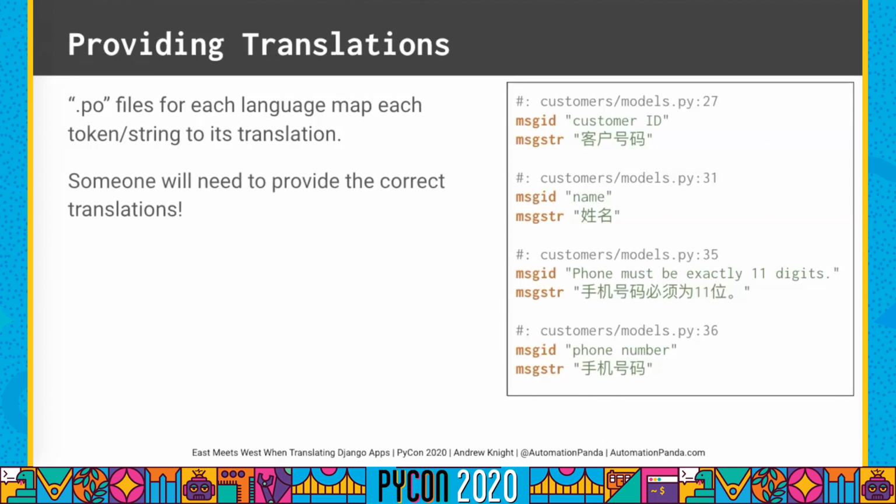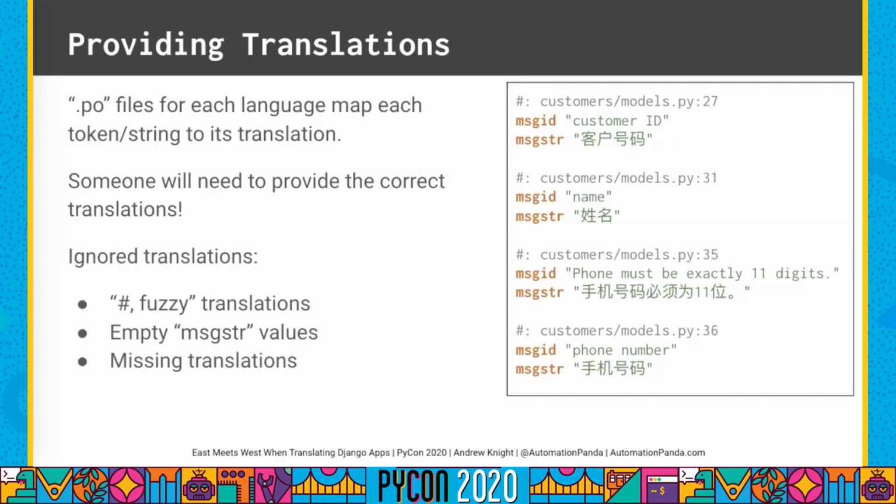Now, someone will need to provide the correct translations. Django is not smart enough to automatically translate arbitrary strings into your desired language. So, when I was developing my application, I would write some code, I would regenerate my message files, and then I would ask my wife to provide translations for the new strings.